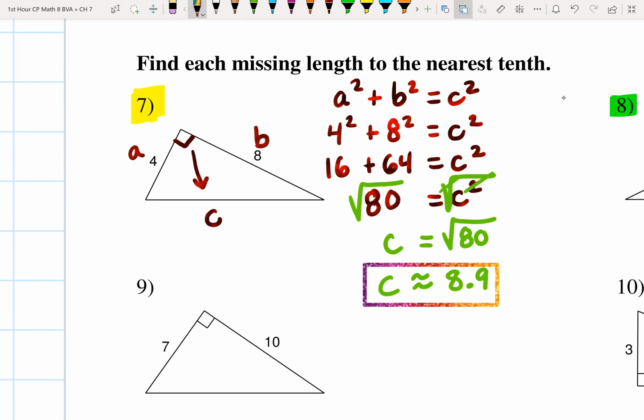for number 7. Okay. Let's take a look at number 8, just to the right. Let's do another example together before you try one on your own.